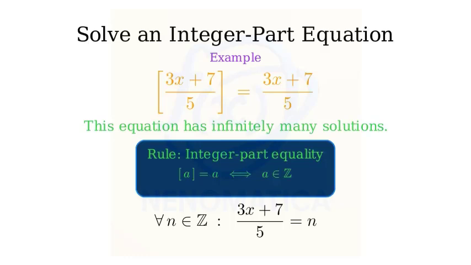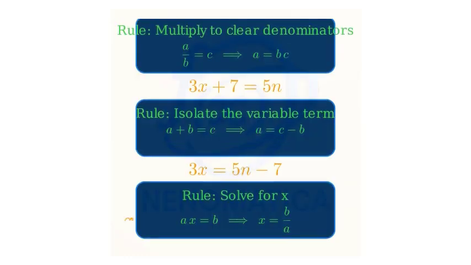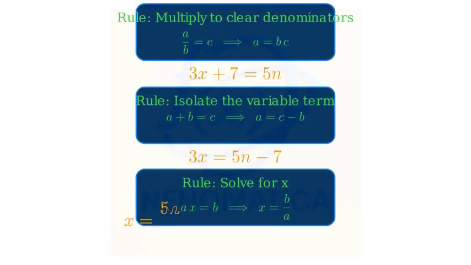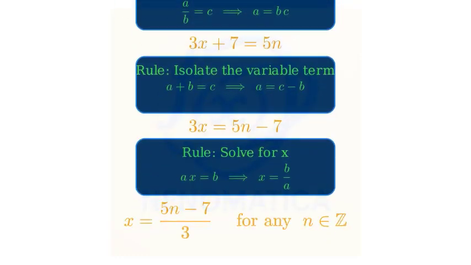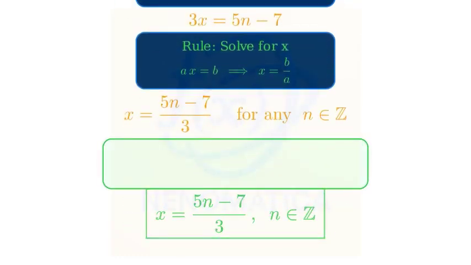Next, multiply both sides by 5 to clear the denominator. That gives us 3x plus 7 equals 5n. Now, subtract 7 from both sides to isolate the term with x. We get 3x equals 5n minus 7. Finally, divide both sides by 3 to solve for x. So x equals the quantity 5n minus 7, all over 3. This expresses all solutions using the integer parameter n.